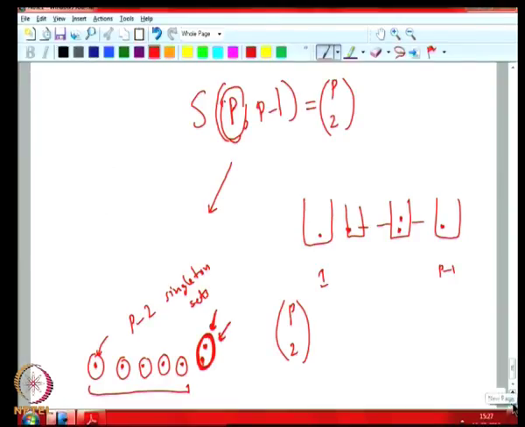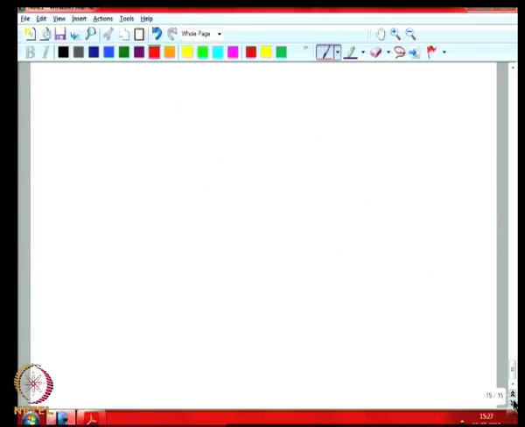So yes, this was an example to make you familiar with this new concept, namely S(P, K). We are putting the numbers 1, 2, up to P into K boxes, such that none of the K boxes are empty, and these boxes are indistinguishable. How many ways can you do this, this is what it is.